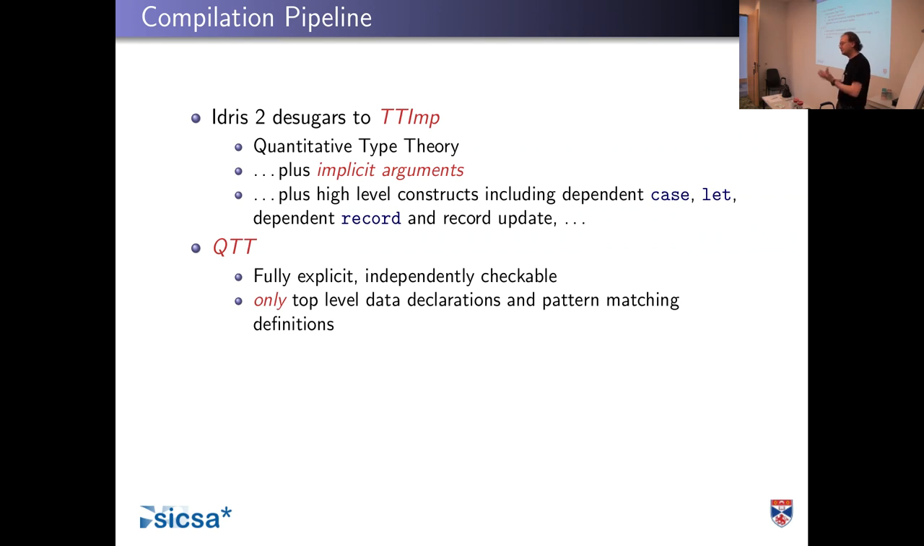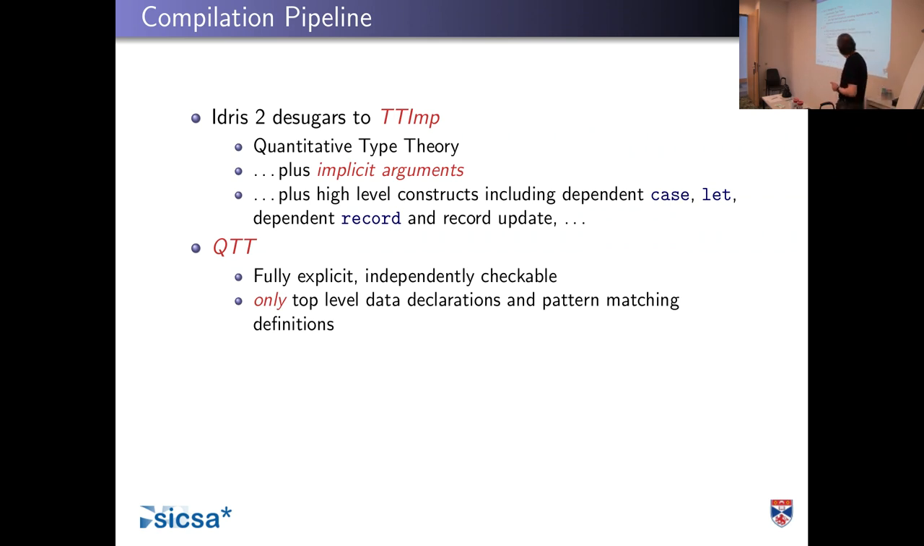It type checks it, checks that all the quantities match up okay. All it gives us is top-level data declarations and pattern matching, so the terms don't even have cases in them. It's all just function application, variables, bindings, and pattern matching. So there's not really an awful lot there. So that's the thing that we're trying to compile down to Scheme or whatever.